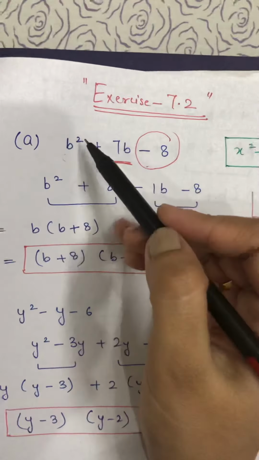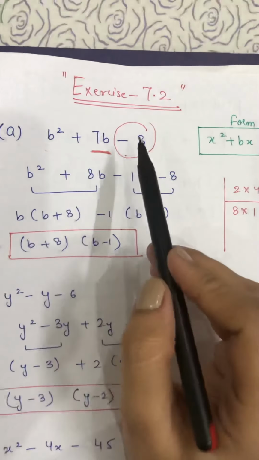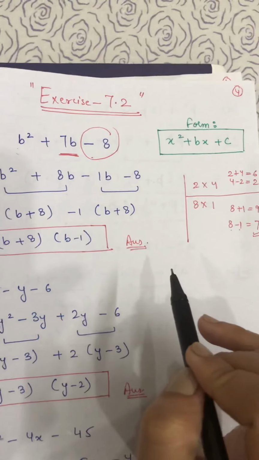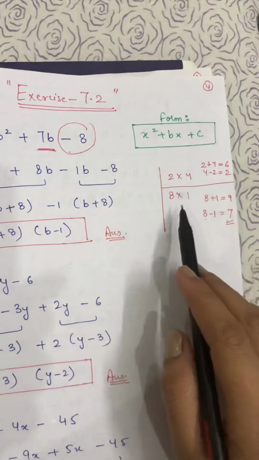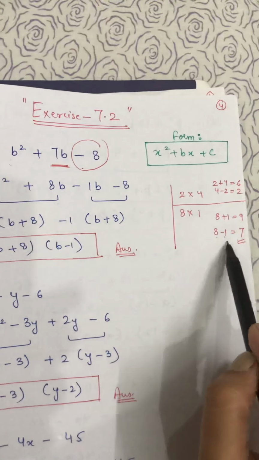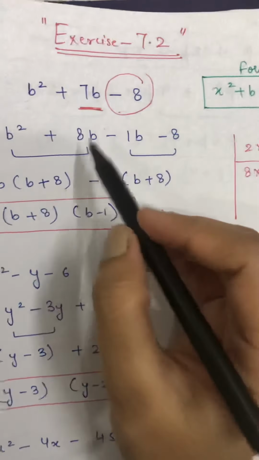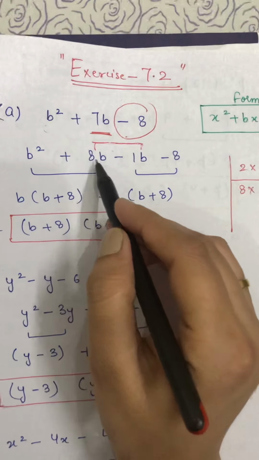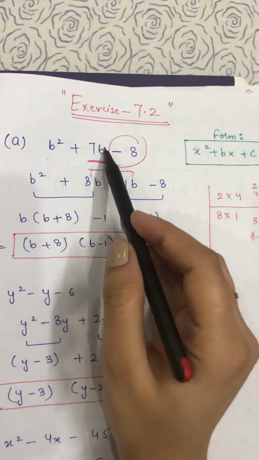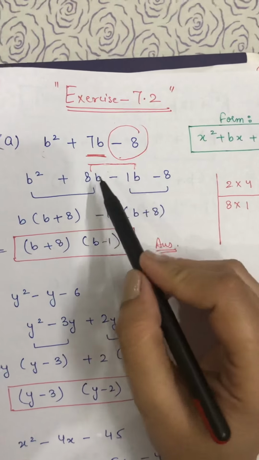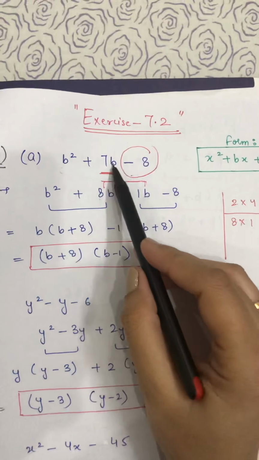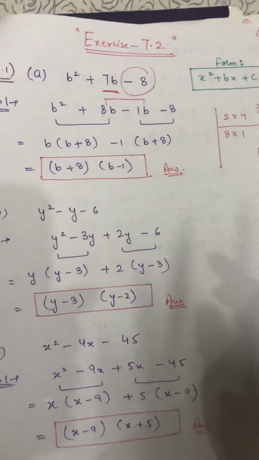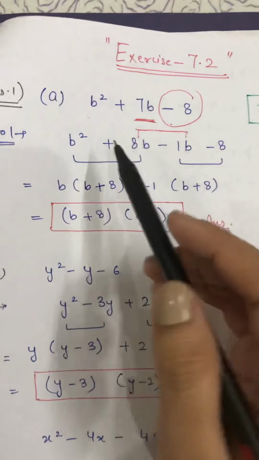So you have to write the first term as it is and the last term as it is. Now the factors of minus 8 are 8 and minus 1. 8 minus 1 will be equal to 7. So you have to write it in this way: 8b minus 1b, because this is 7b. So write the variable also. 8b minus 1b is equal to 7b, and 8 into minus 1 will be equal to minus 8. Clear? Now the rest of the steps will be the same as in the previous exercise.